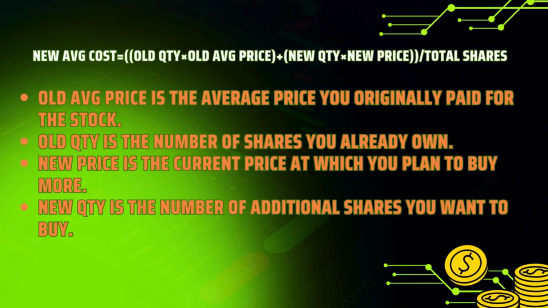Old average price is the average price you originally paid for the stock, and old quantity is the number of shares you already own. New price is the current price at which you plan to buy more. And finally, the new quantity is the number of additional shares you want to buy. By plugging these values into the formula, you'll get your updated average price after averaging down.